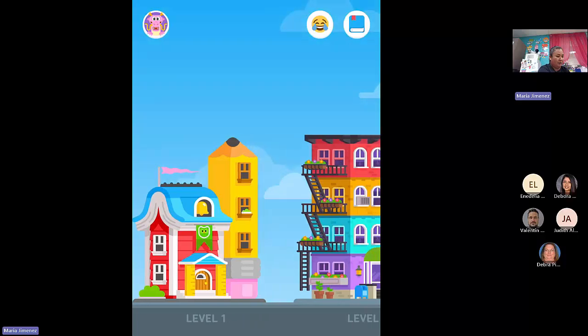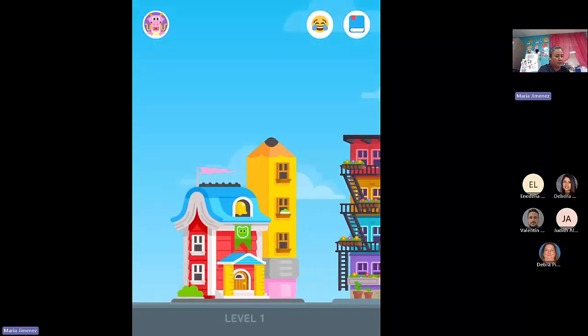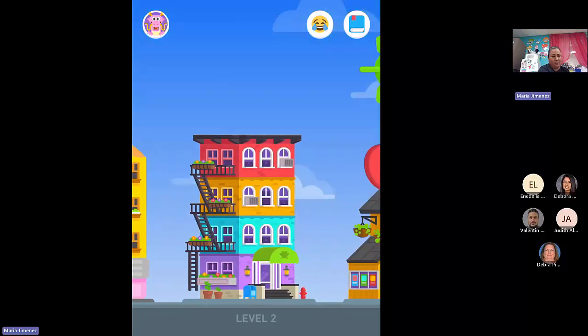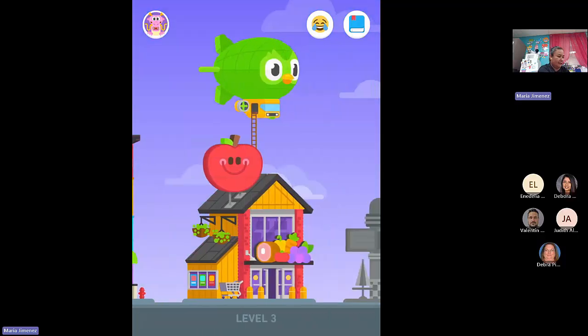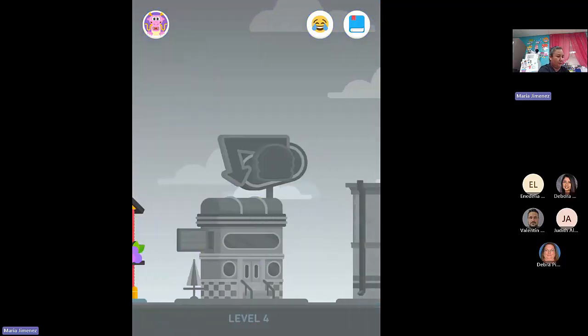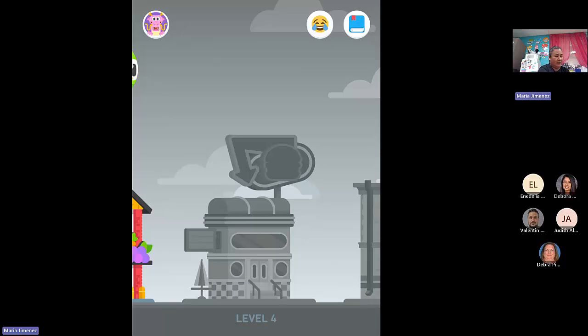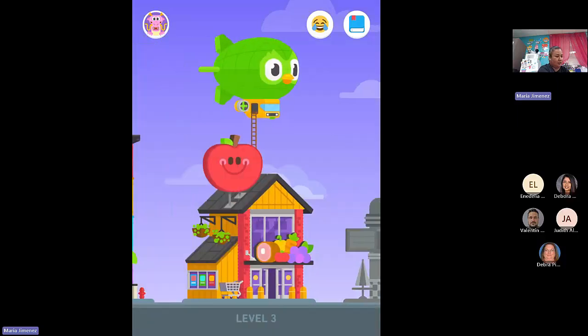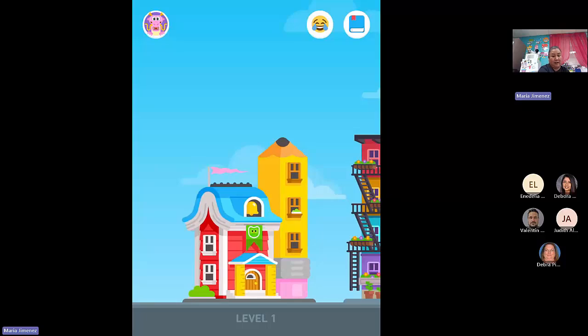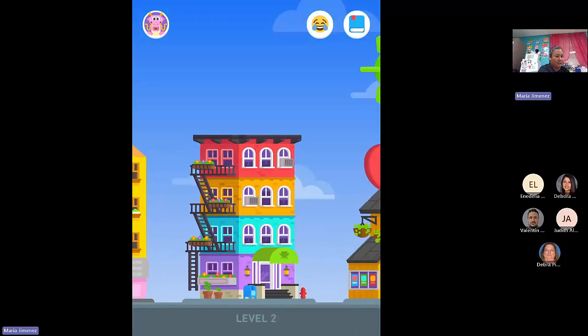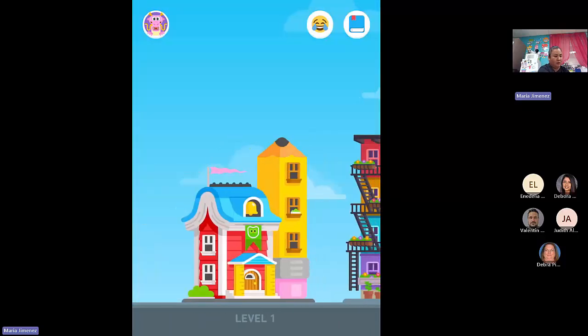So here are the levels. This is your level 1, the school, and then it goes to the apartment. This is the supermarket and they haven't gotten to the diner. So this is where my student is at right now. She's at level 3, which is still pre-K, kinder level.